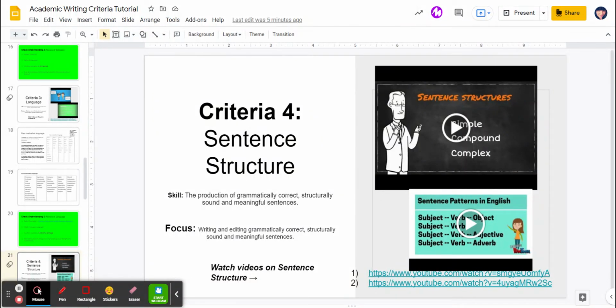Let's continue our examination into the criteria to make up successful academic writing. Criteria number 4 looks at sentence structure. Sentence structure refers to the production of grammatically correct, structurally sound, and meaningful sentences. Our focus today is on the writing and editing of grammatically correct, structurally sound, and meaningful sentences.